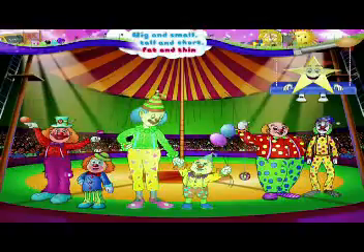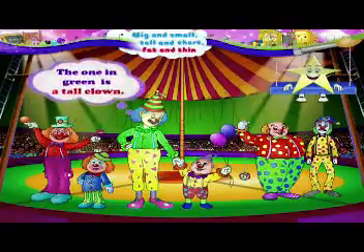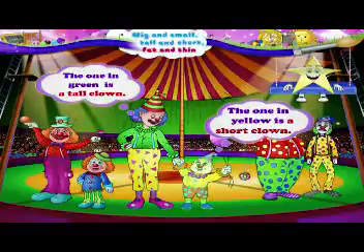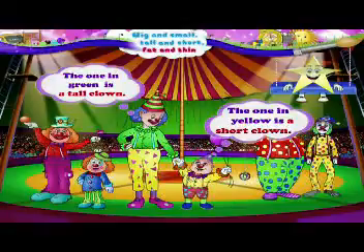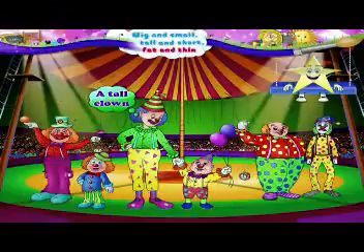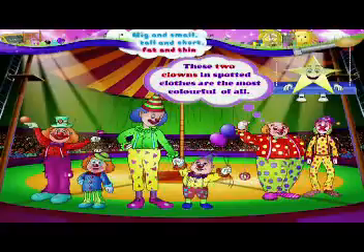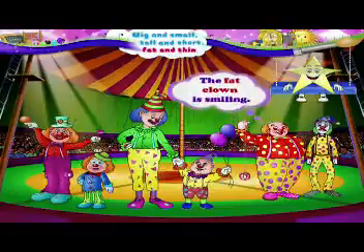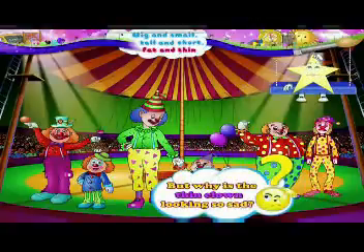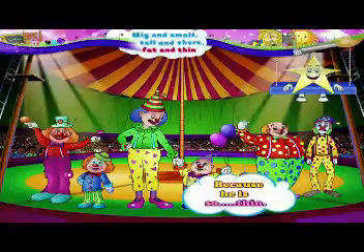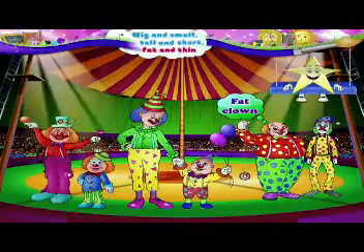Now look at these two clowns holding hands. The one in green is a tall clown, while the one in yellow is a short clown. Tall clown and short clown. Oh, and these two clowns in spotted clothes are the most colorful of all. The fat clown is smiling. But why is the thin clown looking so sad? Because he is so thin. Fat clown, thin clown.